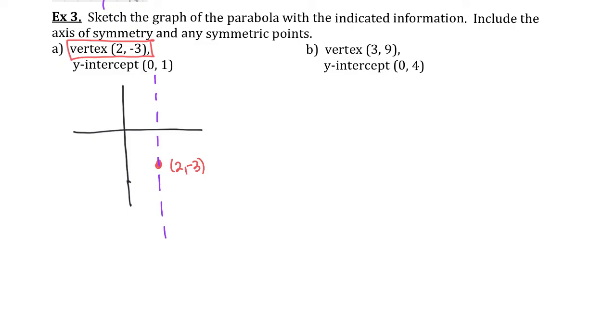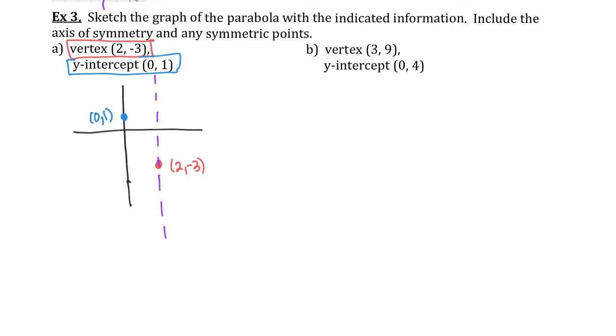Okay, now the last piece of information they give me is the y-intercept is 0, 1. So on the y-axis, I'm going to plot the point 0, 1. It is on the y-axis. I'm just estimating about where it is because it's not an accurate graph. I need to label the point.